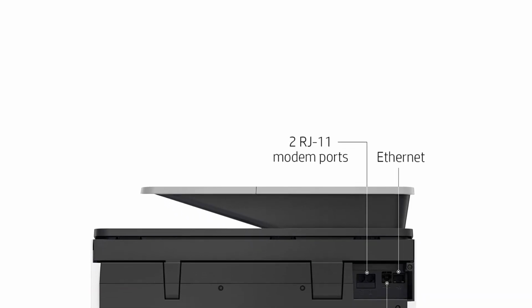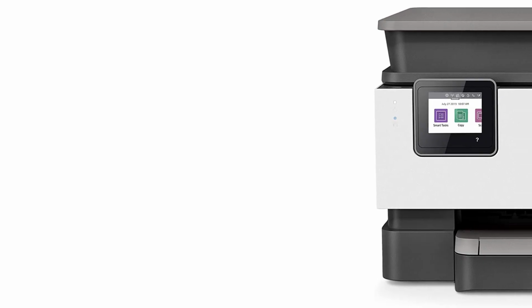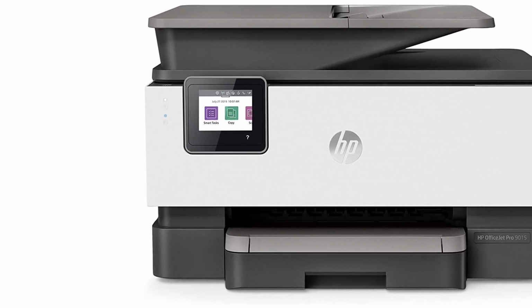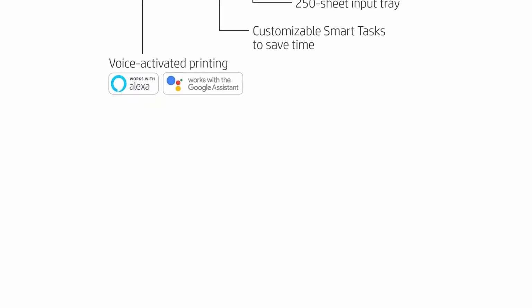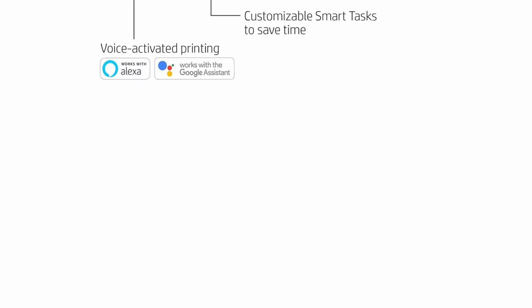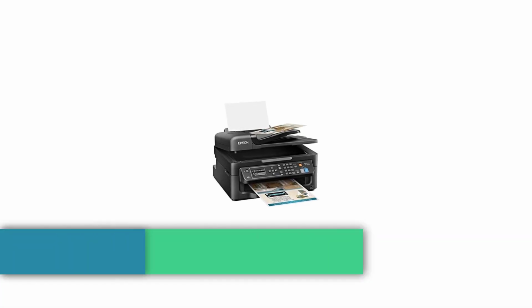The feeder tray is a good size, holding up to 35 pages and prints up to 22 pages per minute. You can accomplish more in less time. The HP OfficeJet Pro 9015 also offers built-in security with encryption, password protection, and more.